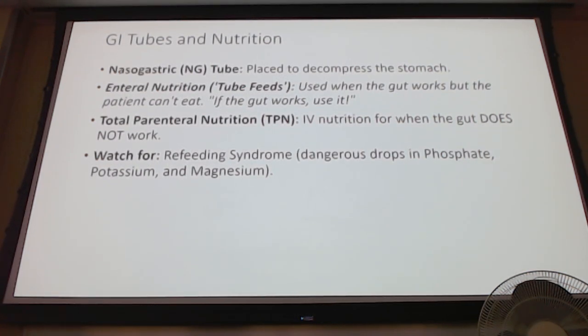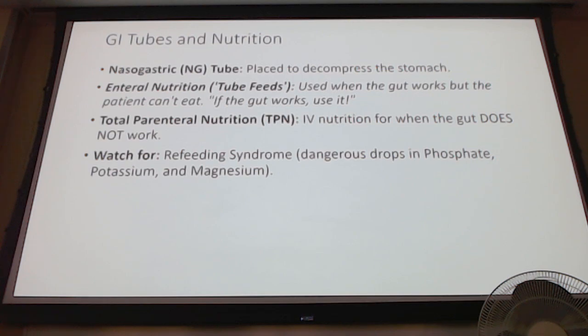Alright, GI tubes and nutrition, we're almost done. What types of tubes do we have? Okay. We have NG tubes, nasogastric tubes. Okay, those go in the nose. We have OG tubes, which I didn't put up here. We have enteral nutrition feeding tubes. Okay, that could be an NG tube, that could be an OG tube, that could be a G tube, a PEG tube. We'll go through them all.